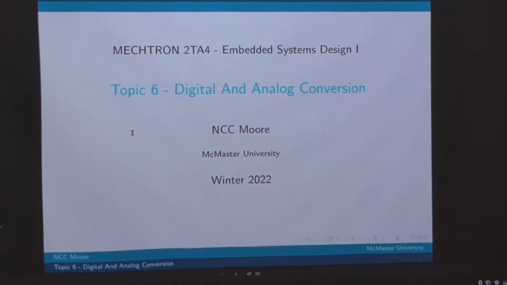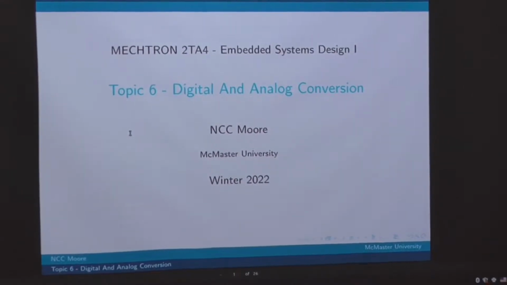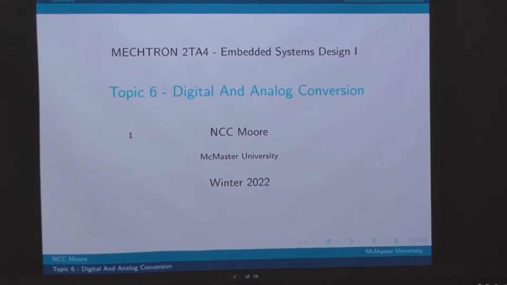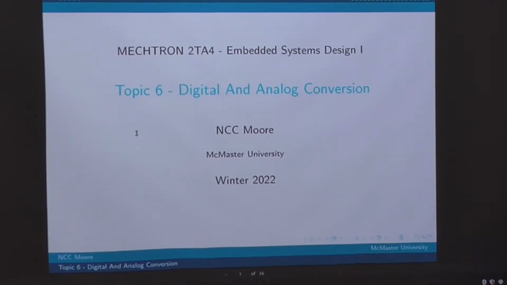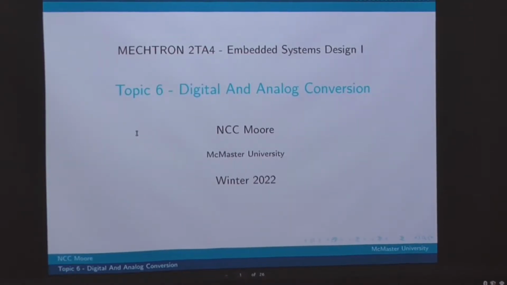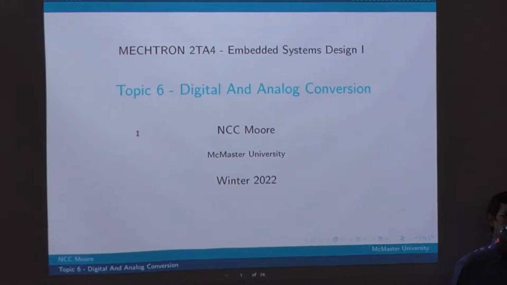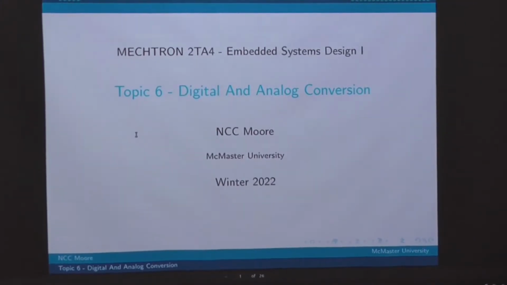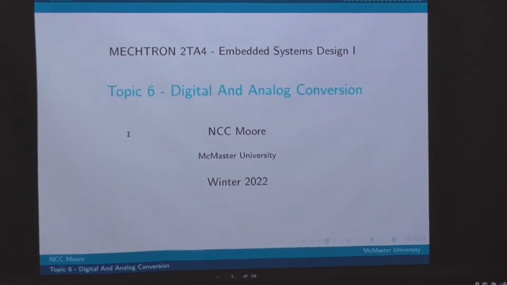I wanted to dip once again into a topic that's going to be relevant to upcoming laboratory procedures. I wanted to talk to you guys on the subject of digital and analog conversion. To what extent have you already done this topic in previous classes? Did you cover A to D and D to A? Not at all? Excellent, we're breaking new ground.